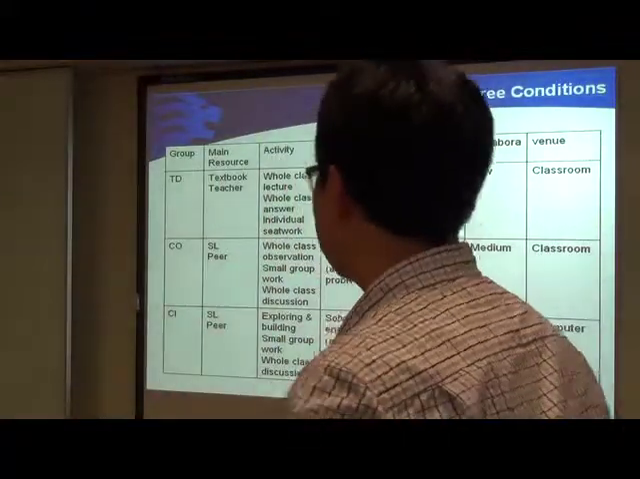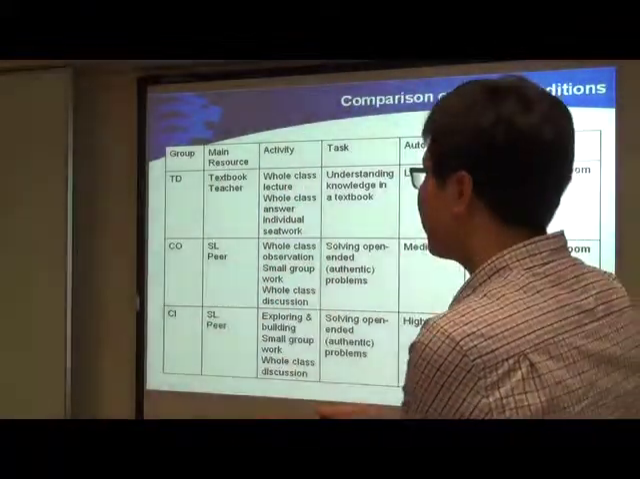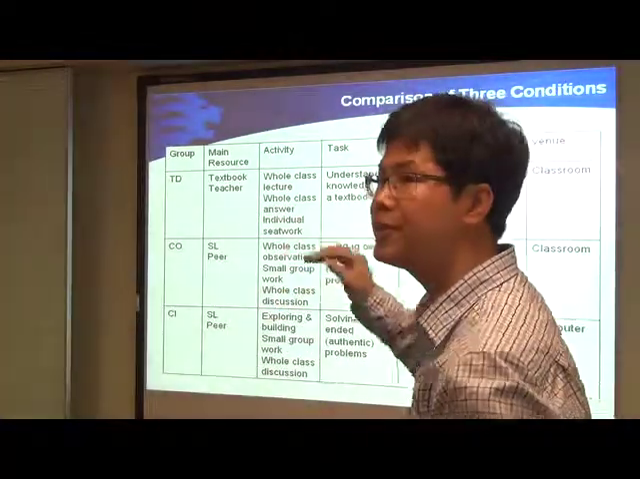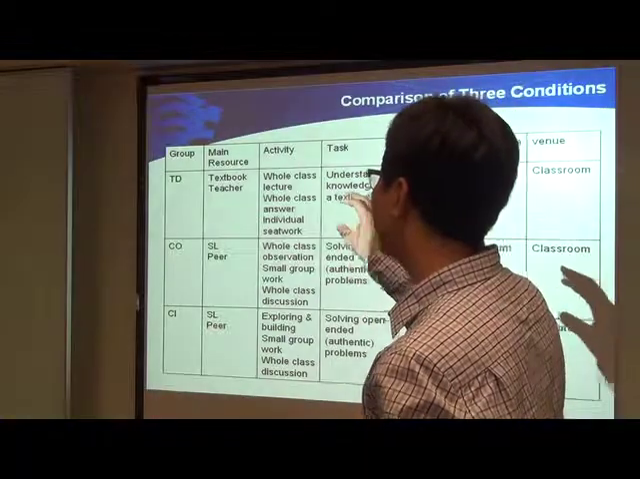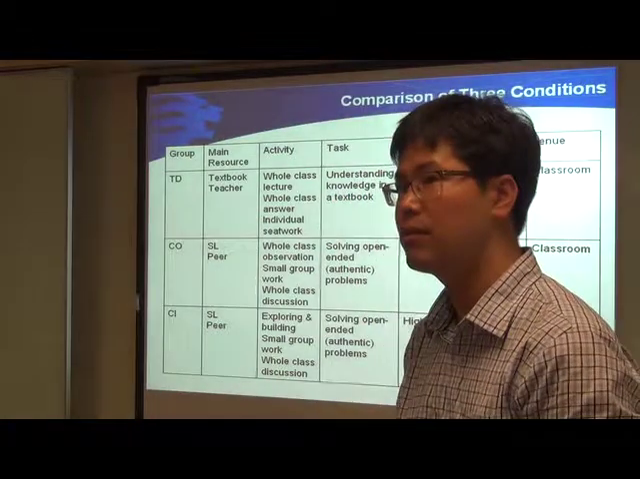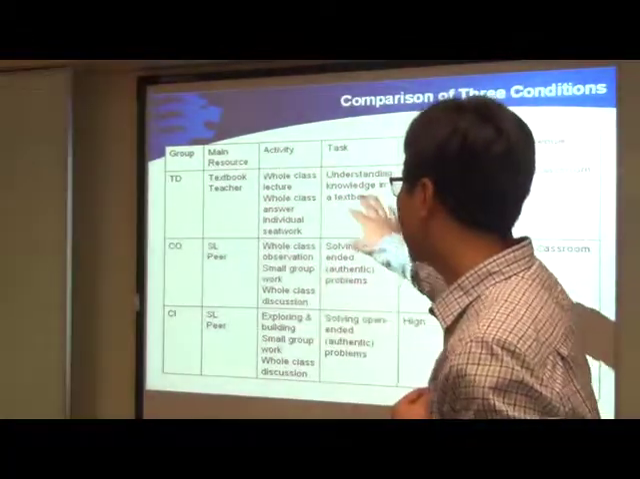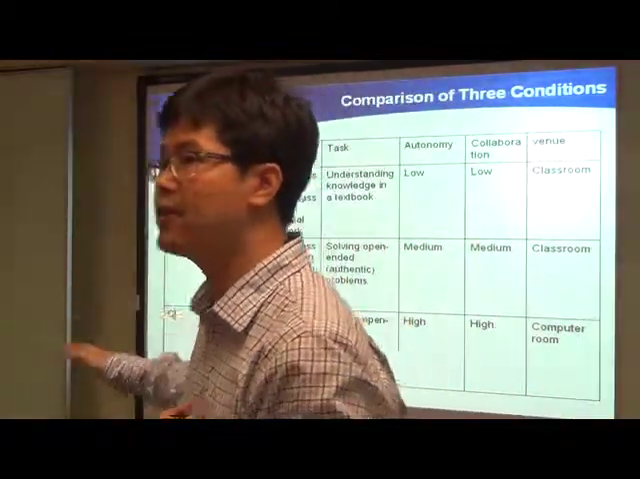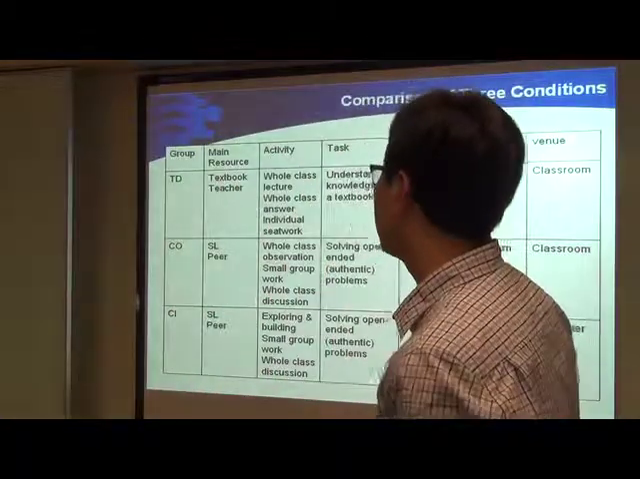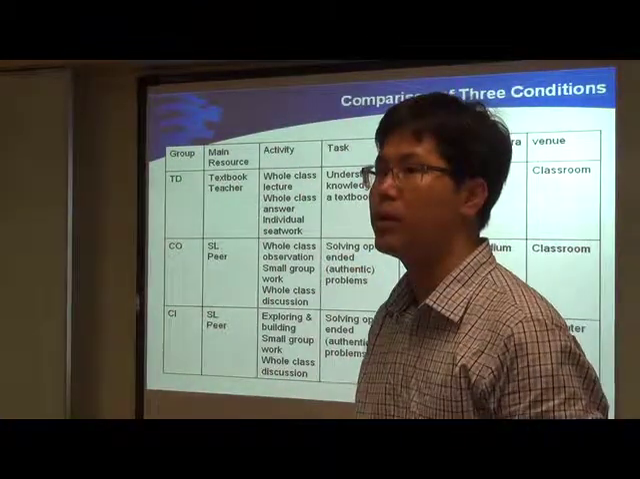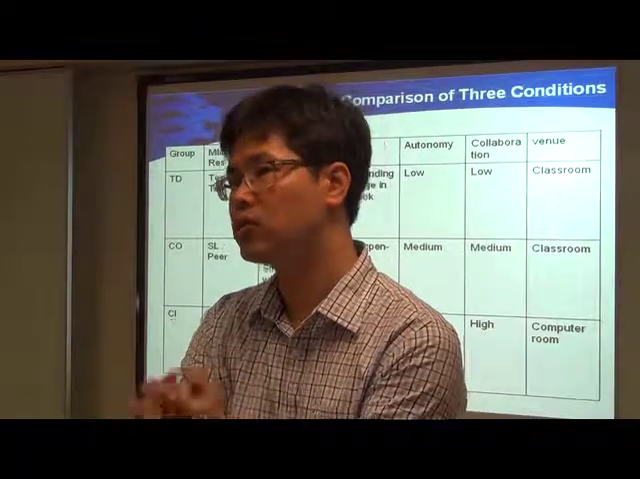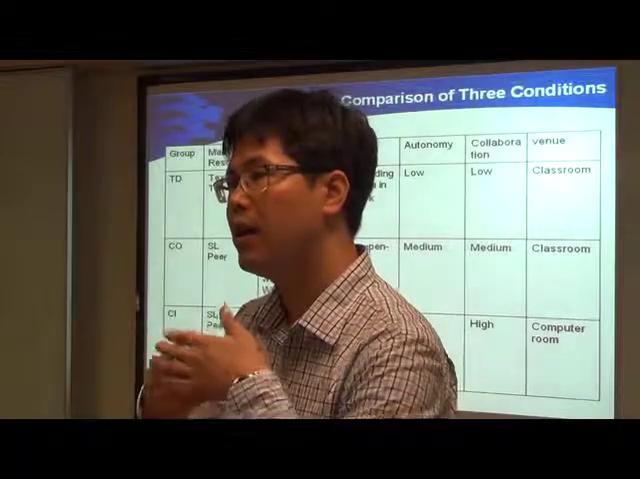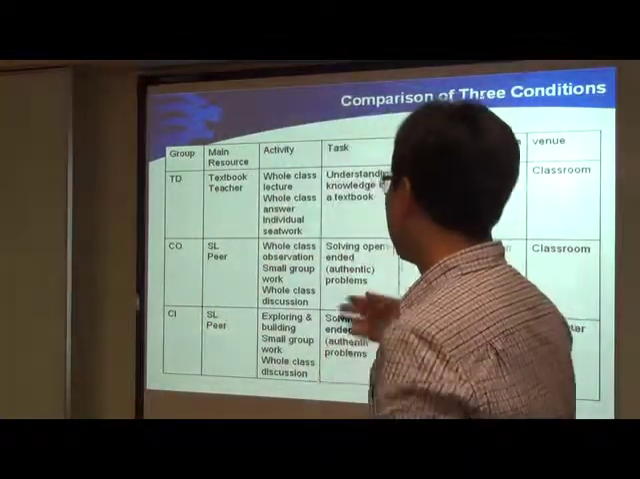Okay. So in this research, there are three conditions: TD, CO, and CI. TD is the teacher-directed one. The main resource is the textbook and teacher. The activity is a whole class lecture. The teacher explains the concept or principle in the textbook, and then the whole class answers. The teacher will ask a question to students, and the students answer the question. That kind of interaction between students and teacher.